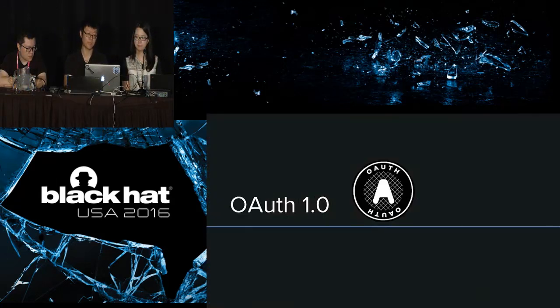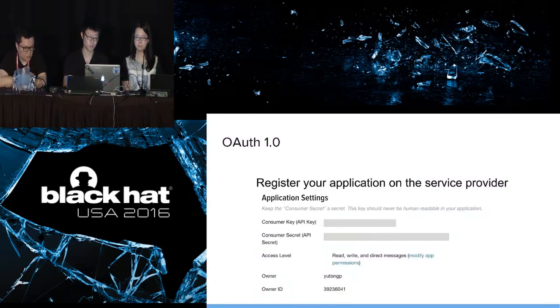Okay, let's start with OAuth 1. If you are an OAuth 1 developer registering your application with an OAuth 1 service provider, this is the application setting page you're going to see. The two most important values here are the first one, the consumer key, which is the application key, and the second one, the consumer secret, which is also called the API secret.